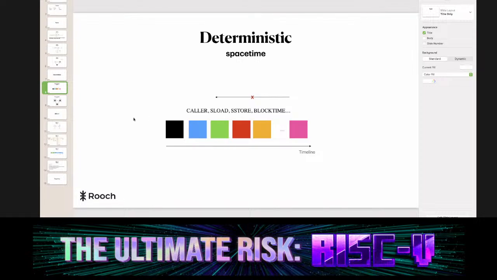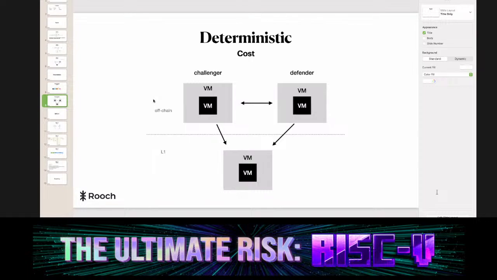So we need to find another solution. Okay, and here is a potential answer. It's still very straightforward because we could run a VM in VM.